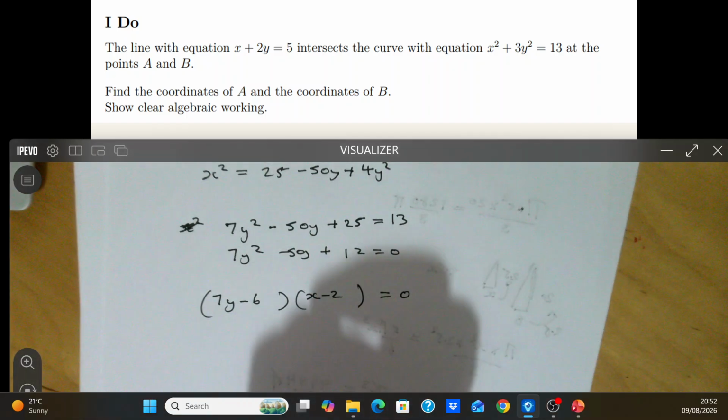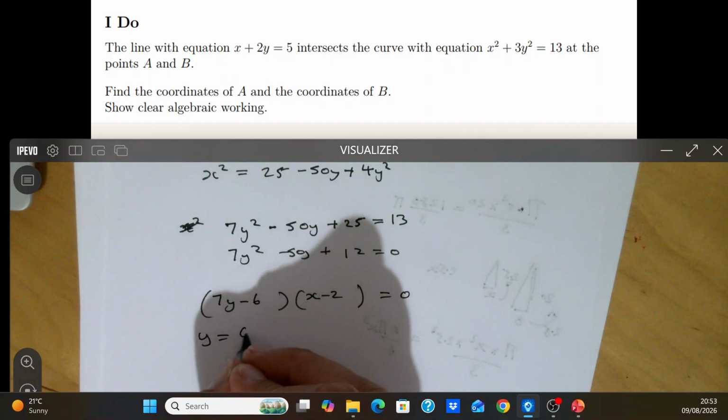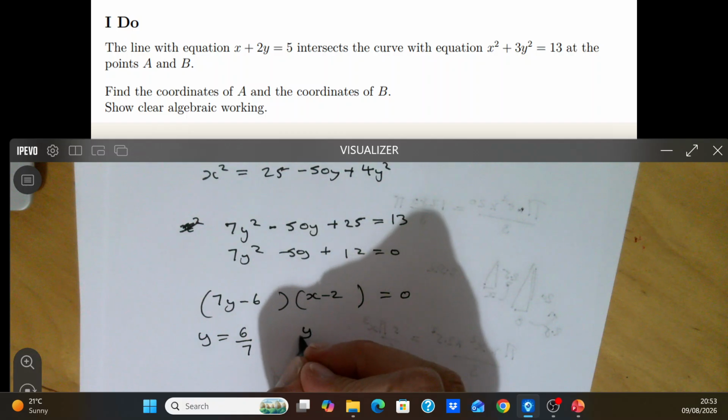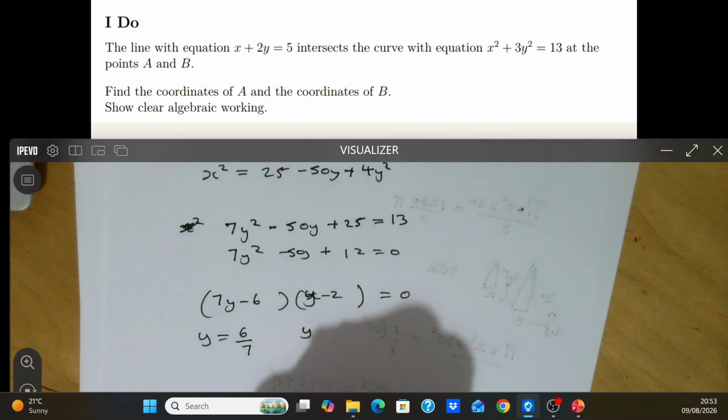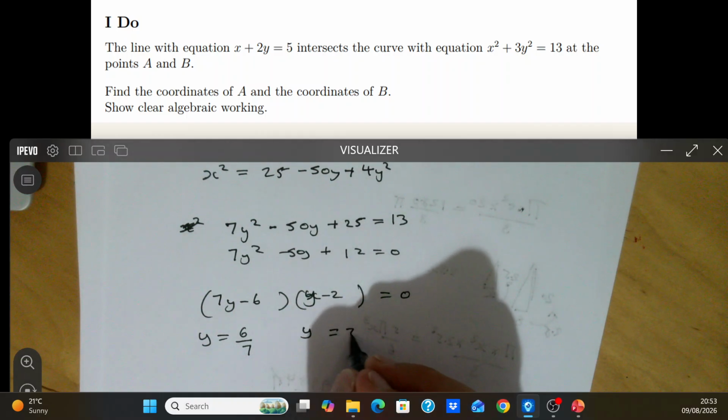So this gives us 2 values of y. So that's when y is 6 over 7. I keep putting y's in, x is of course a habit, so be careful in doing that when you're doing your exams. Y equals 2.